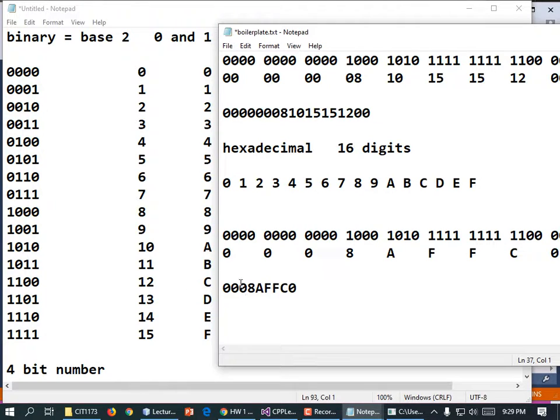I have a question. Yes, sir. Is this how the addresses are made for certain bits? Uh-huh.